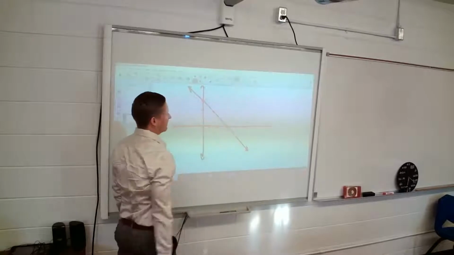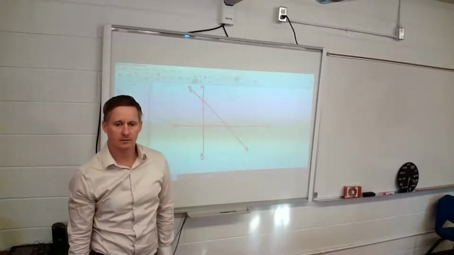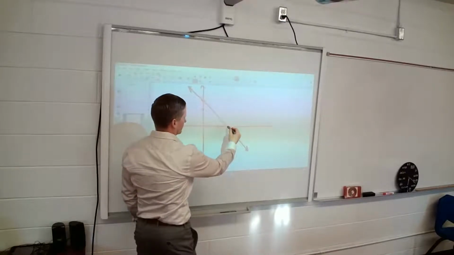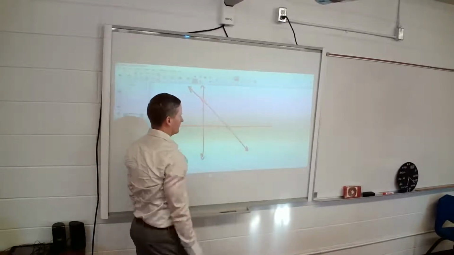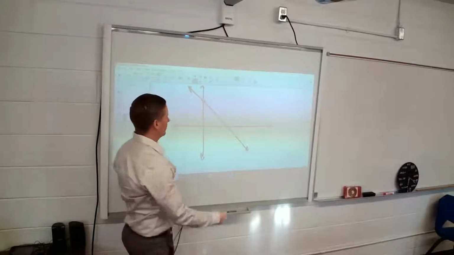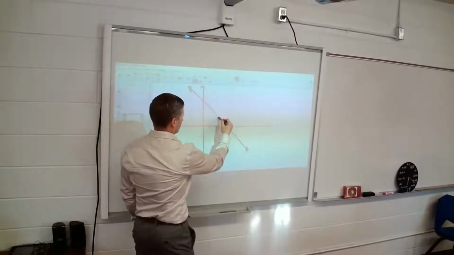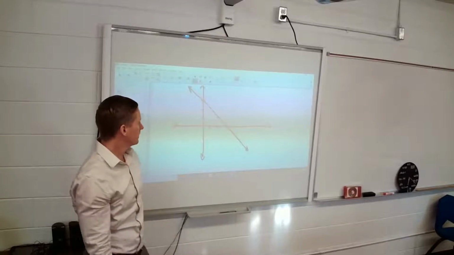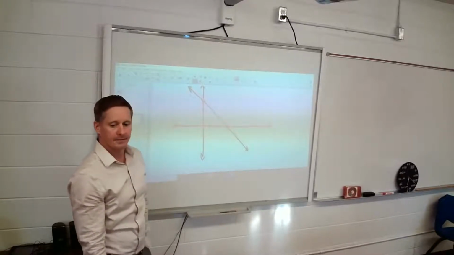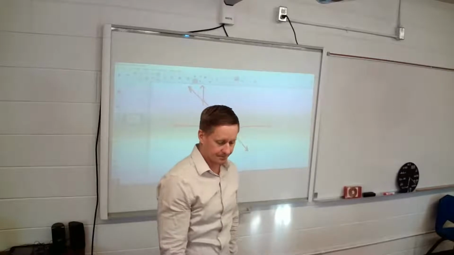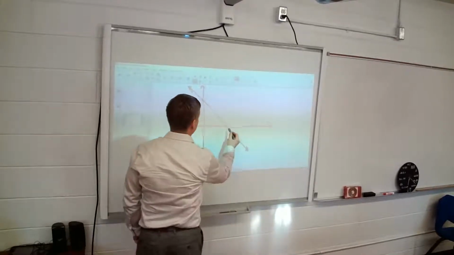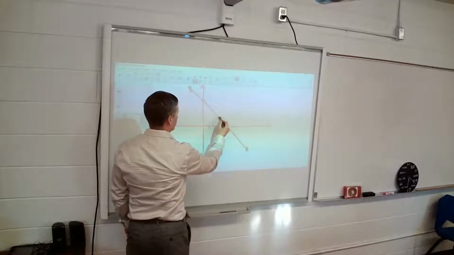So what's the first thing that I need to mark off here? X-intercept. Right there. Y equals 1. Right there. Okay. The next step. The curve. That's right. The curve.